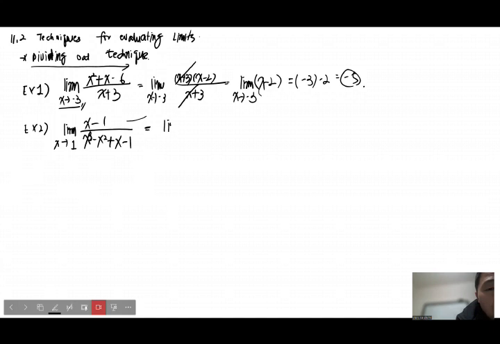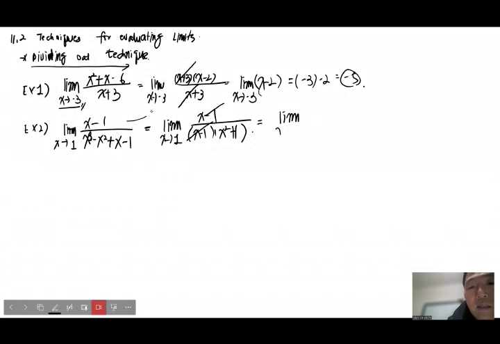So in that case, the limit as x goes to 1 of x minus 1 over x minus 1 times x squared plus 1. If you expand the denominator, then x minus 1 times x squared plus 1 equals x cubed minus x squared plus x minus 1. So there's a common term in the numerator and denominator, and you can cancel them out.